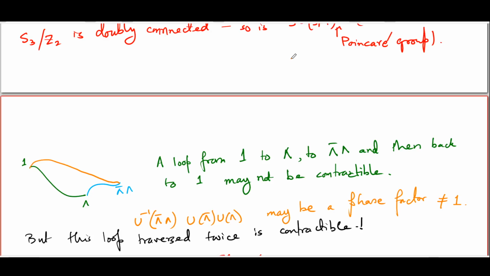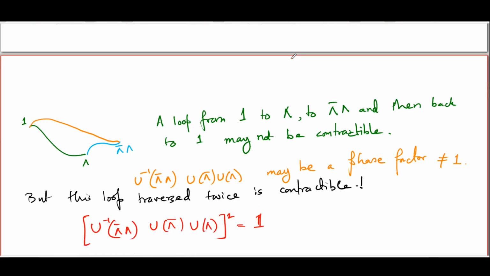And remember, if you can continuously deform one loop to another, the unitary operator you get at the end by solving the corresponding differential equation will not change. And this tells us that the square of this particular combination, (U inverse lambda bar lambda, U lambda bar U lambda) whole squared, which is what you would get if you were to traverse the same loop twice, has to be the same as the unitary operator you would get if you were to start at identity and go to the identity without going anywhere else. In other words, you must get the identity operator.